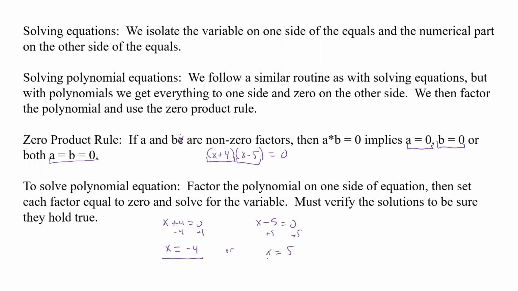And then we have to make sure to check our solution to see if it really works, if it's a valid solution. If it is, then we use both of them. If it's not, whichever one doesn't make sense, we throw out. Usually when we work with distance problems or something like that, the negative one doesn't work, so we'll throw it out, but the positive one works. That's why we have to verify the solutions that are going to hold true.